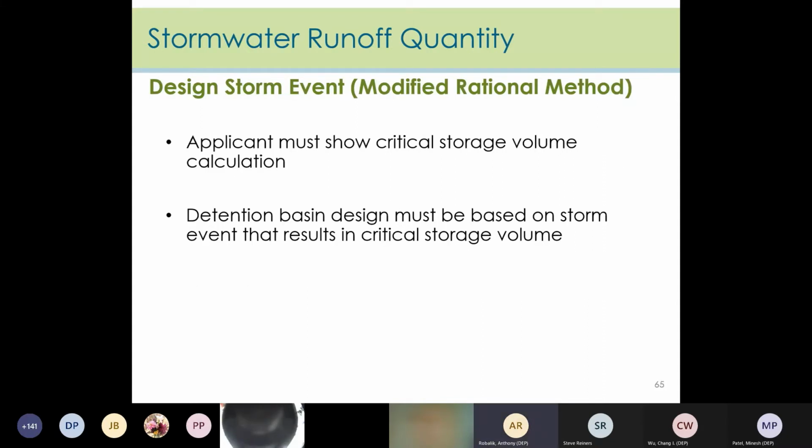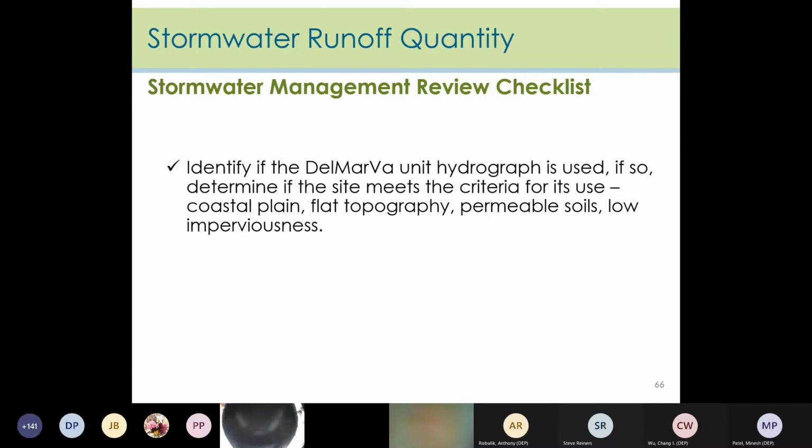Chapter 5 of the BMP manual includes an example of using the modified rational method. The reviewer must make sure that the report shows critical storage volume calculations and detention basin designs must be based on a storm event that results in critical storage volume. Next, the reviewer should identify if the appropriate hydrograph type is used.